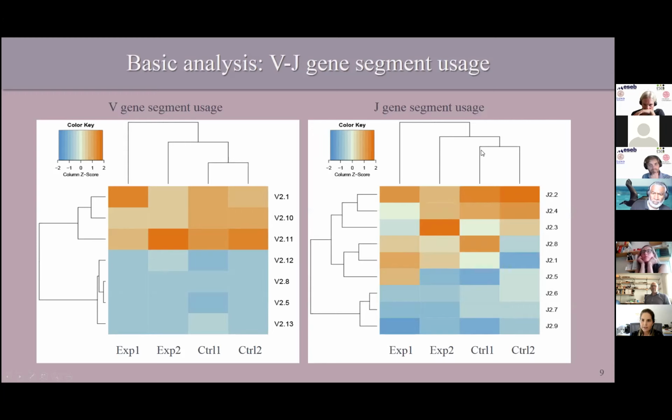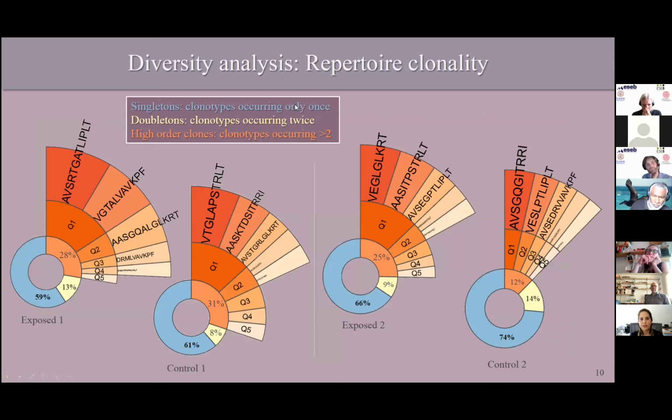What is interesting is that when we perform hierarchical clustering using Euclidean distance of the samples, we see that the 2 control samples are clustered closer together compared to the other ones. And finally, when we take a look at the repertoire clonality, meaning how much of these clones that we find have undergone clonal expansion, if we take a look at the blue parts of the circles here, these are the singletons. It's our clonotypes that are occurring only once. And we can see that for both families, the control individuals seem to have a higher percentage of singletons as opposed to the exposed individuals.